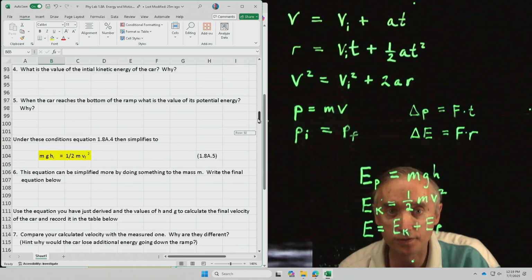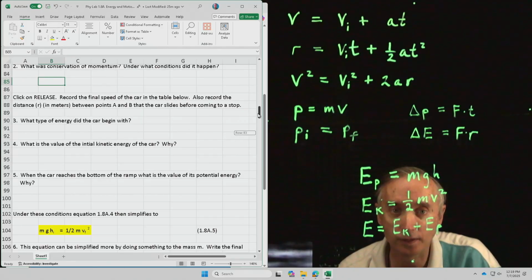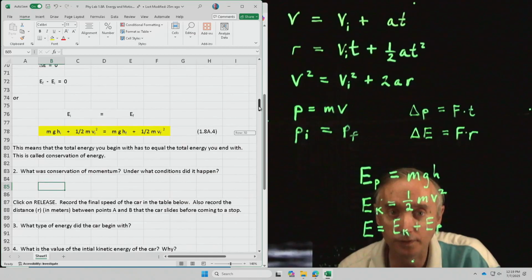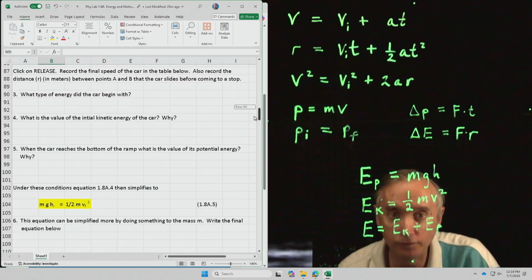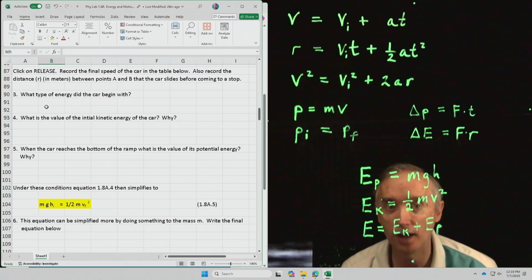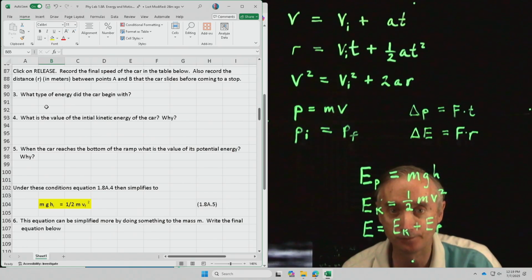Okay, so now let's go back up to here. All right, now this time I will try not to answer questions. Okay, so we've done this one, so we've done number 2. Okay, now we are ready for 3. What type of energy did the car have to begin with? So you got a 50-50 shot. So it's either potential energy or kinetic energy. So which type of energy did it start with?